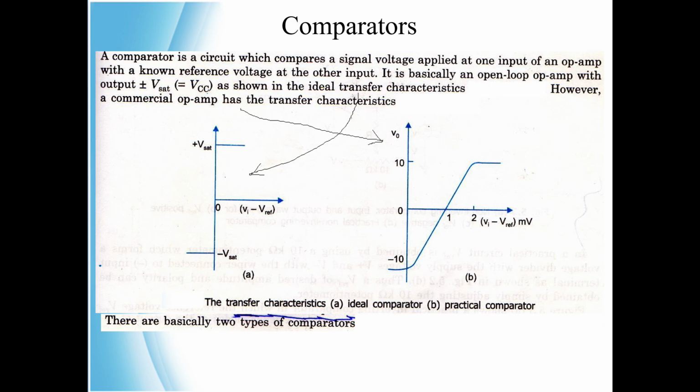It is basically an open loop operational amplifier with output plus or minus V saturation, which is almost equal to VCC, as shown in the ideal transfer characteristics. However, a commercial operational amplifier has the transfer characteristics like this. There are basically two types of comparators, namely non-inverting comparator and inverting comparator.